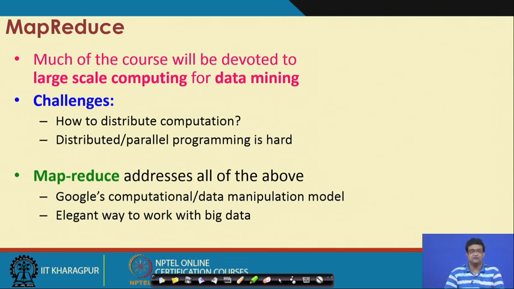So, this is the problem of how to distribute the computation, and what if some of the servers fail. And the second is actually writing the program for distributed or parallel computation.